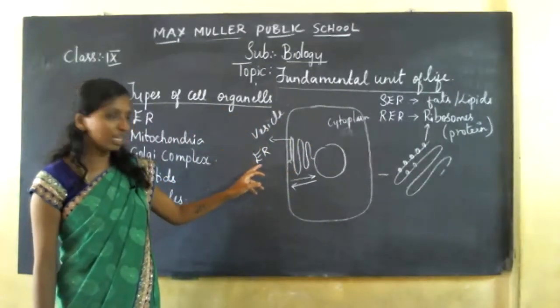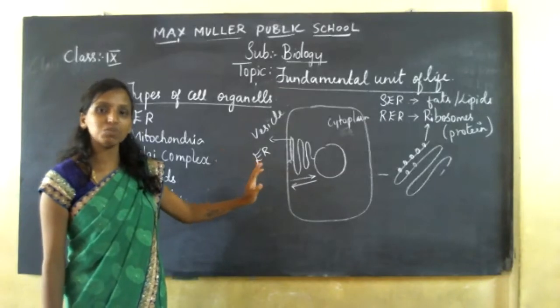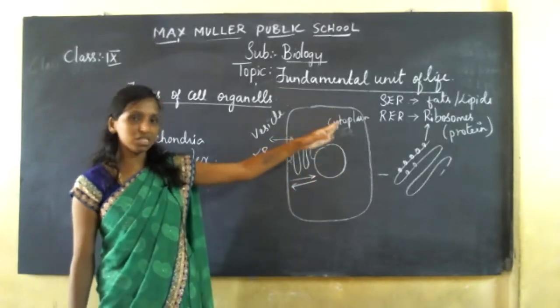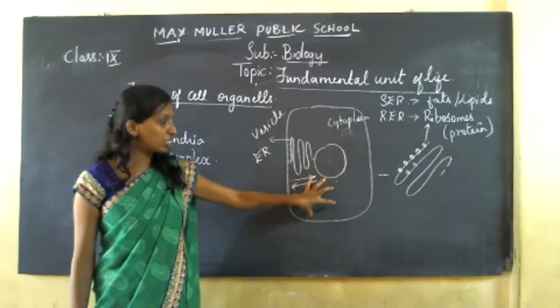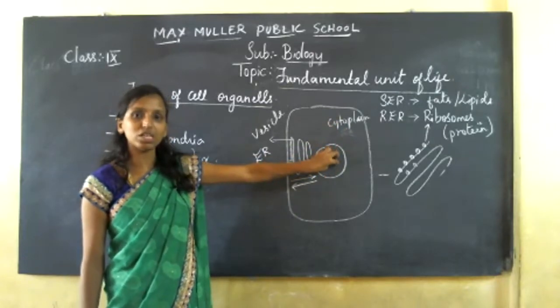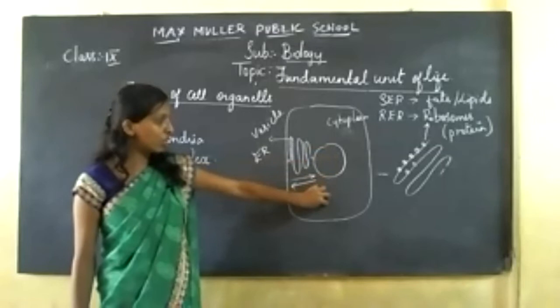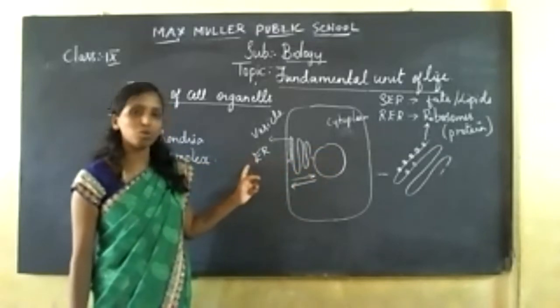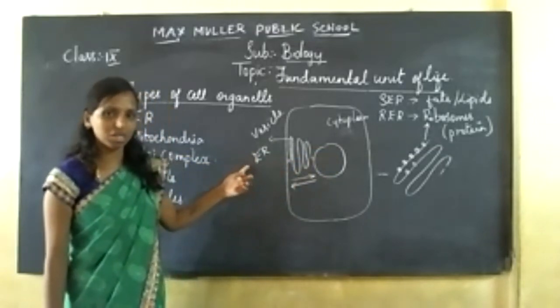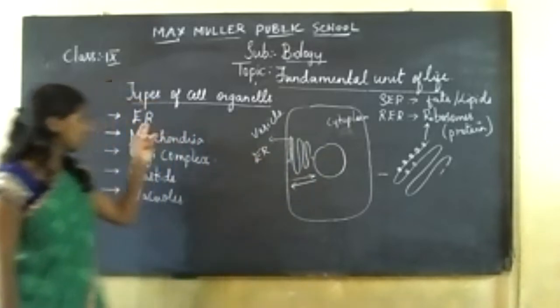So the work of the ER, endoplasmic reticulum, is transport of material. Now the protein synthesis has taken place. The protein has to move inside, and the waste molecules have to go outside. That transport is brought about by the endoplasmic reticulum itself. Okay, so that is the work of your ER.